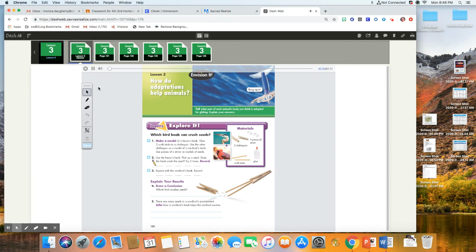Lesson 3. How do adaptations help animals? Tell what part of each animal's body you think is adapted for gliding. Explain your answers. Flying squid.